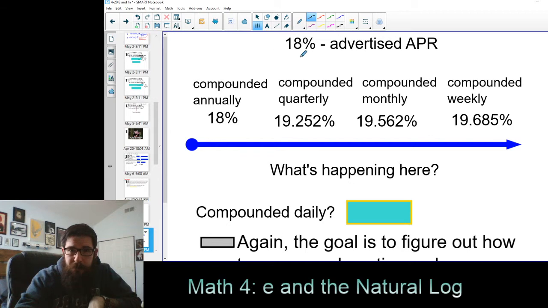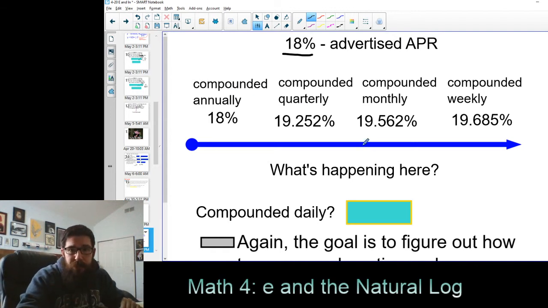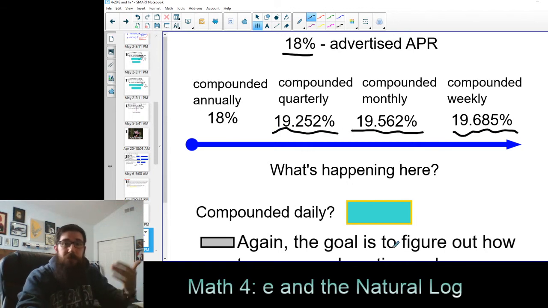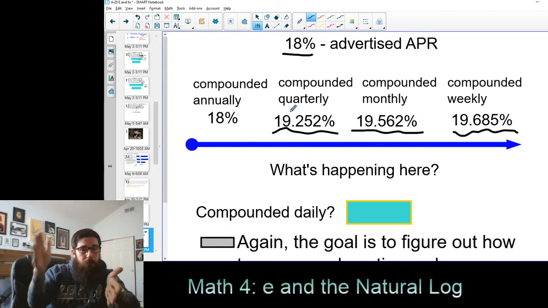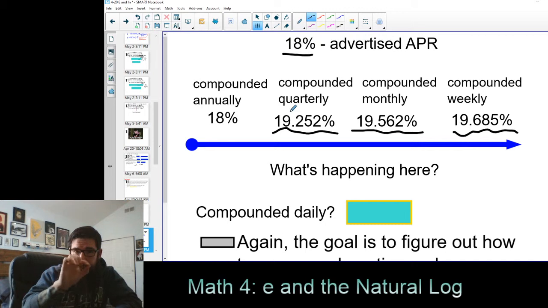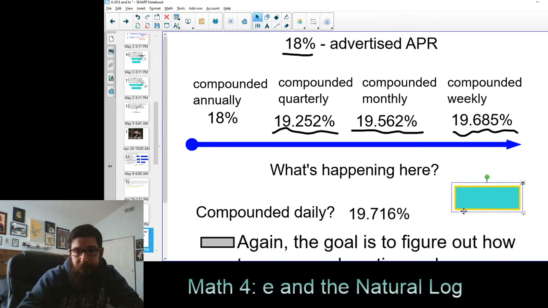If we were to do that same sort of math here, advertising an 18%, and we compounded it annually, that would be 18%. We just saw the weekly math right here, right? And you could go back and see the quarterly math. You could repeat the same process, except you're dividing the 18% by 4 for quarters or 12 for months and repeating that process. Ideally, we see what's happening. As we compound more and more and more frequently, this amount is starting to go up. If you were to do daily compounding, you get to 19.716%.